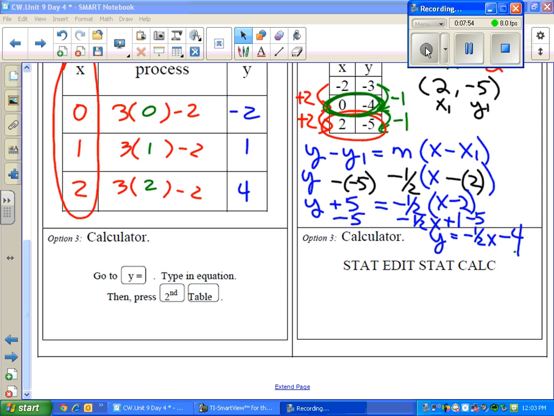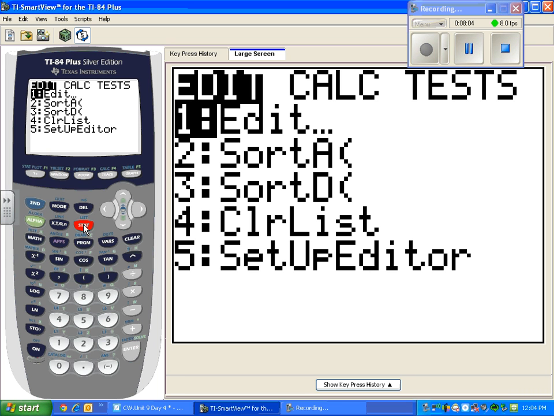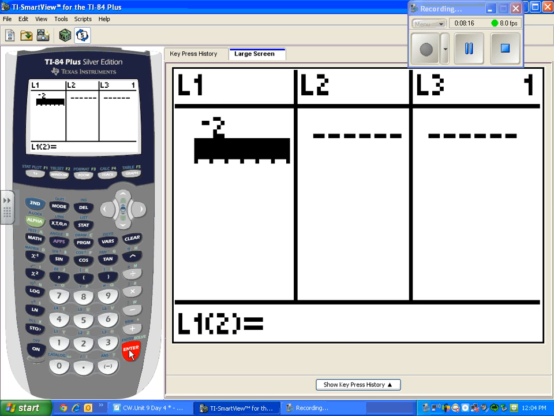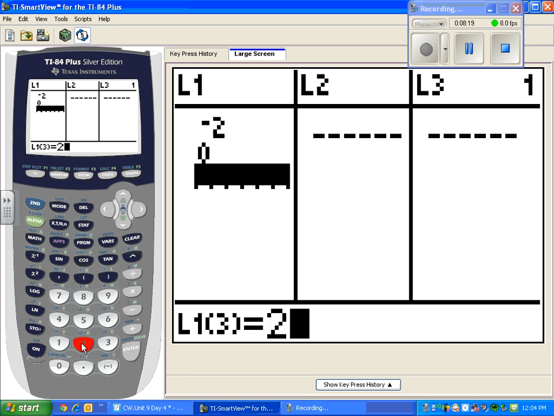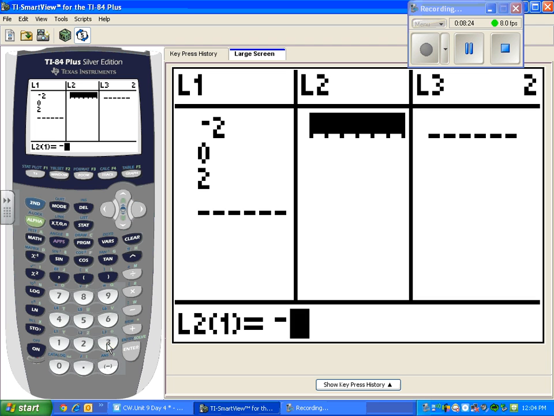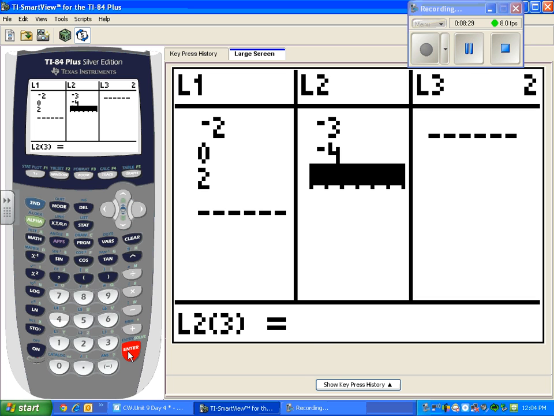Okay, last step is to use the calculator. Using the calculator, we would come back over to our calculator, and where do we put a table in the calculator? We would select the stat for statistics, enter. Now we have L1 for our input, L2 for our output. So looking back at our table, we have -2, 0, and +2 for our x values. For our y values, we have -3, -4, and -5.